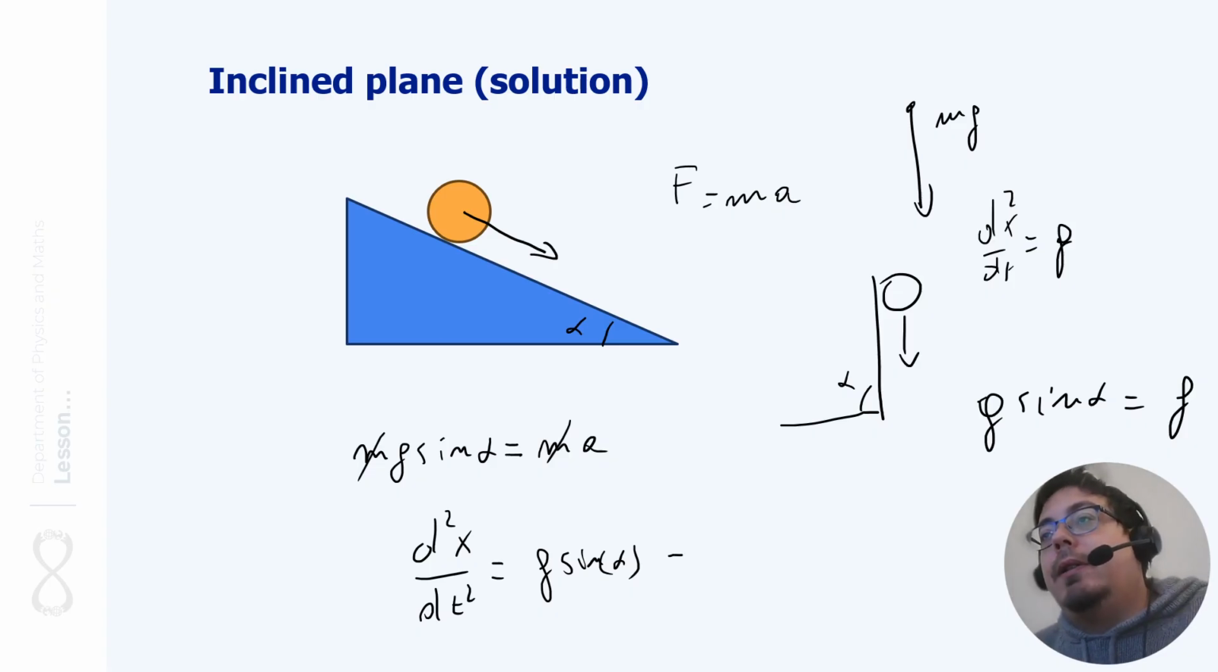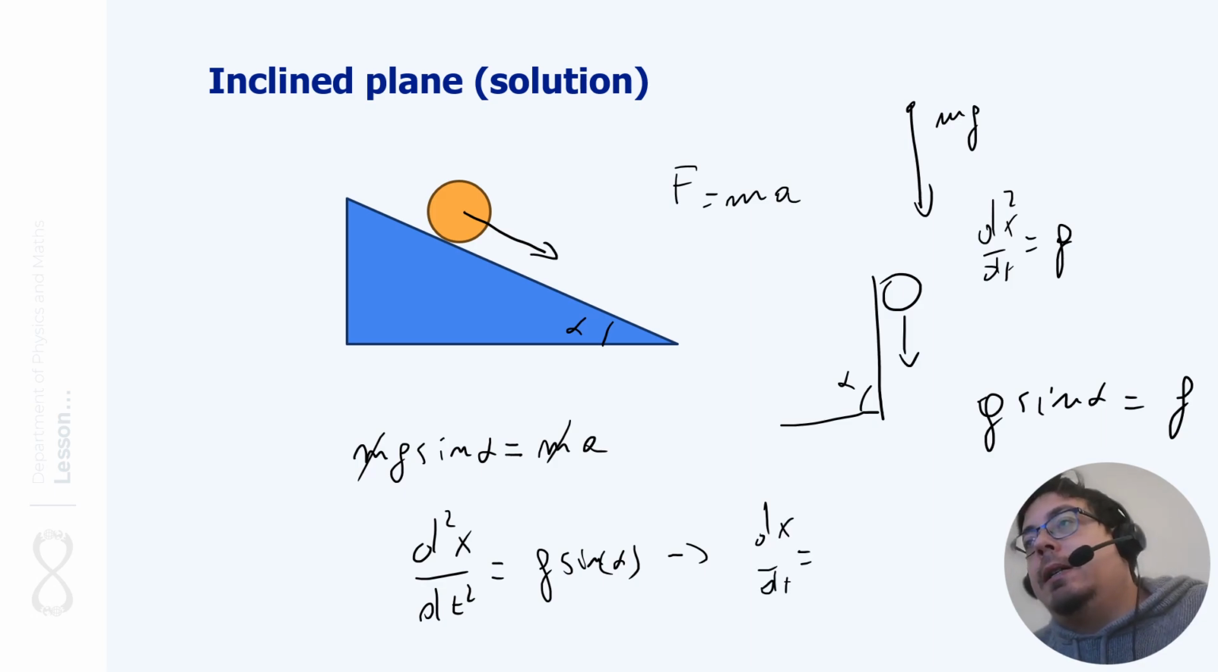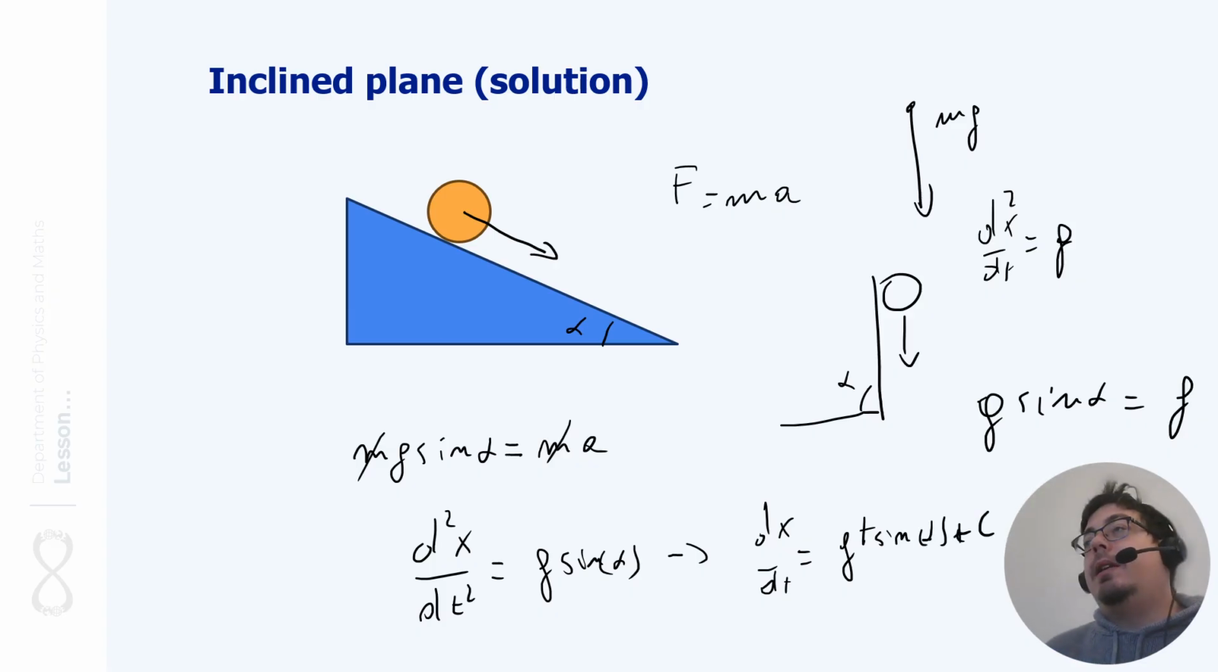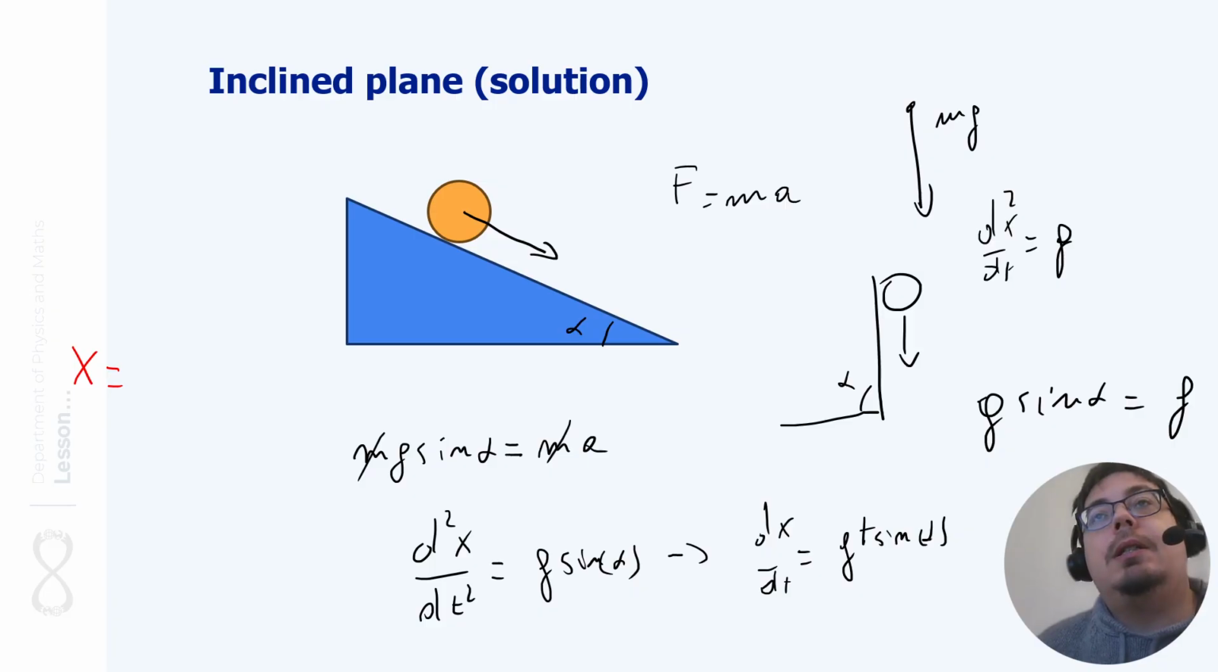We get the first derivative, so the velocity over time is g t sine alpha plus a constant, and the constant is the initial velocity. The initial velocity is 0 in this case. We can change the condition, but let's say that it is 0. So we remove the constant, and then we do another integration. So we find x, the one that we want, is basically g t squared over 2 sine alpha plus the initial condition.